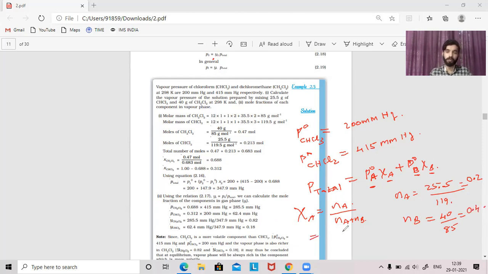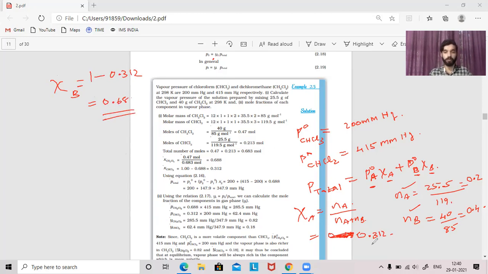And when we substitute it here, we get the mole fraction. Substituting the number of moles, we get the mole fraction of chloroform as 0.312. Similarly, we can do the mole fraction of dichloromethane also, or we can do 1 minus 0.312, which will be the mole fraction of dichloromethane. So we get 0.68 something.